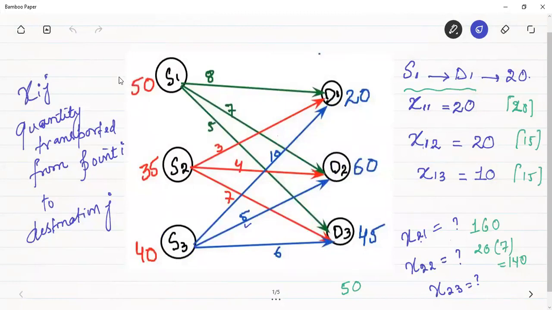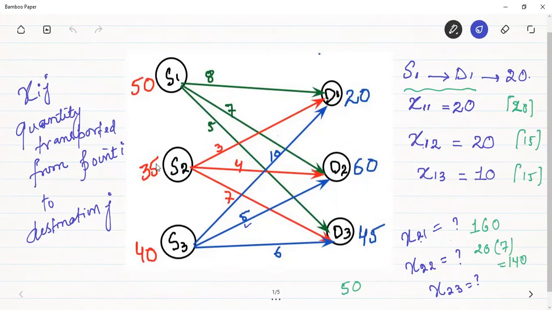Summation of Ai means A1 plus A2 plus A3. A1 is 50, this is 35 and this is 40. So the summation that comes, how much is that? It is 125, isn't it? 50 plus 40 is 90 and it is 125. So that is the significance of summation of Ai that I wrote there. It is the total supply of all these combined sources. Similarly, from the right hand side I wrote summation of bj.